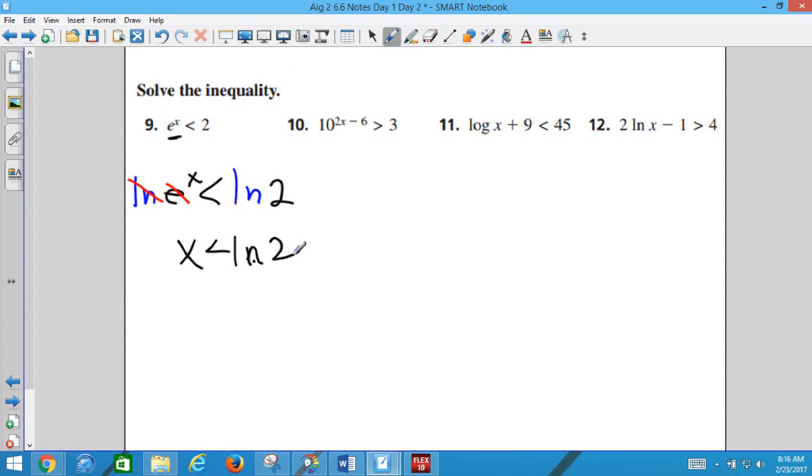I'm going to find out what ln 2 is. On your calculator, type ln 2. Brown, what did you get? Perfect. 0.693. So x is less than 0.693.